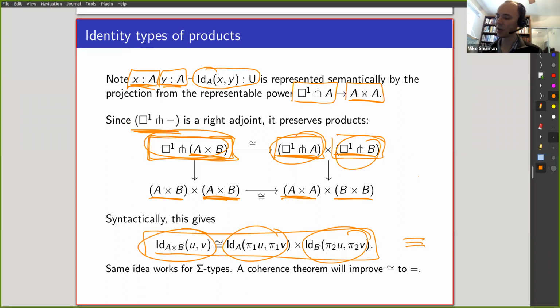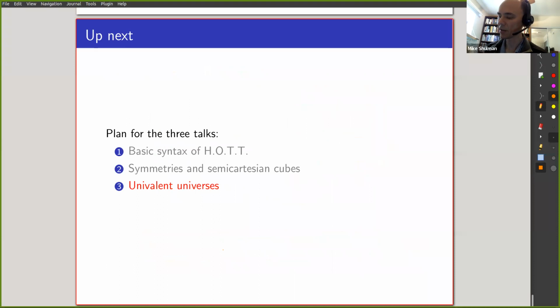Here we didn't really use the special properties of the semi-Cartesian cube category, but when we come to talk about function types and the identity types of the universe, then we will in fact need to use that special property of the cube category. So we'll get to that next time. For now, I will just stop here.